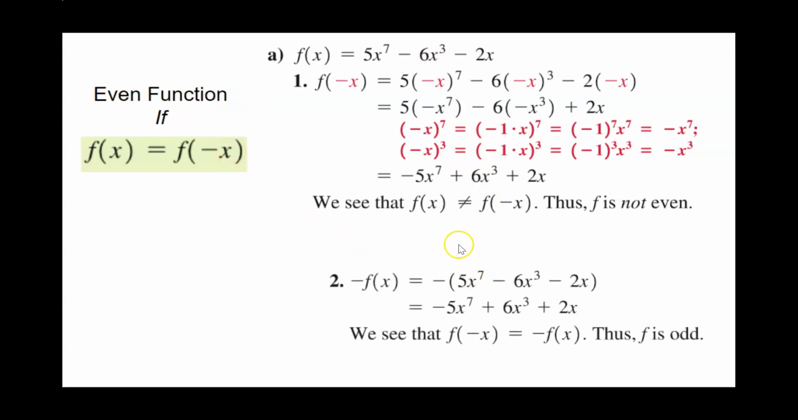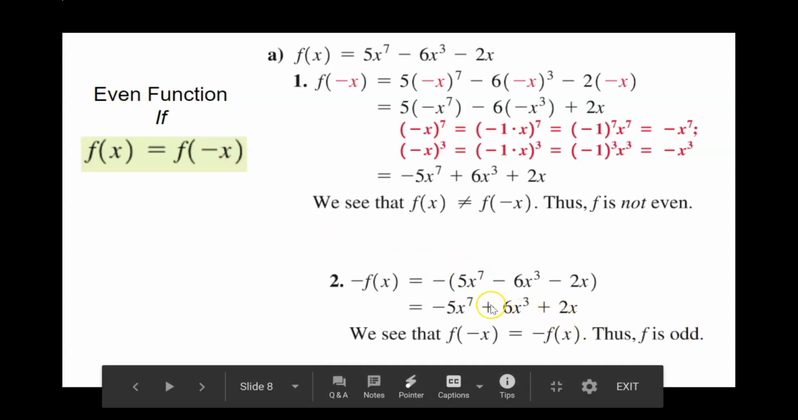So now we're going to try the odd part. We take our original function and put a negative out in front, to see if it equals what we found before. If we put a negative out in front and distribute, this one becomes a negative, this one becomes a positive, and this one becomes a positive also. This matches what we found for the negative once we plugged in. Because these two match, we know this is going to be an odd function.